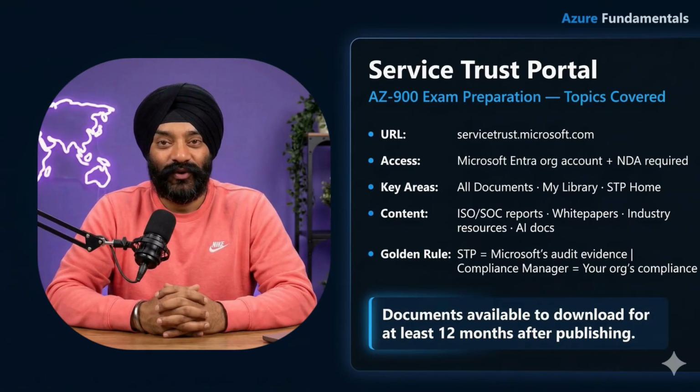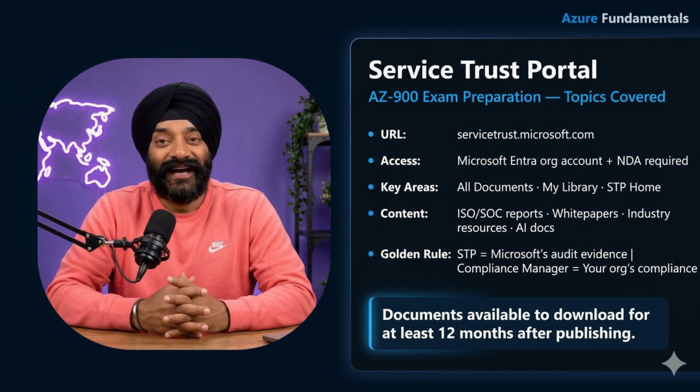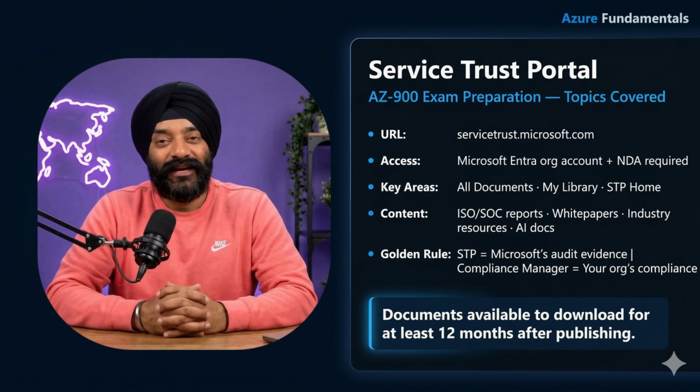Alright, let's wrap up with a quick recap and the AZ-900 exam tips you need from today. We covered the Service Trust Portal, Microsoft's public hub for security, privacy, and compliance resources. It publishes audit reports, compliance documentation, and trust information about Azure, Microsoft 365, and Dynamics 365. We covered how to access it. The URL is servicetrust.microsoft.com. Full access to compliance materials requires a Microsoft Entra organization account and acceptance of Microsoft's non-disclosure agreement.